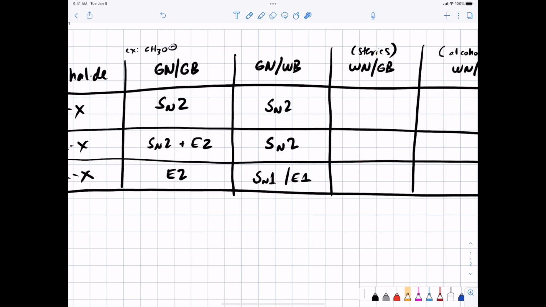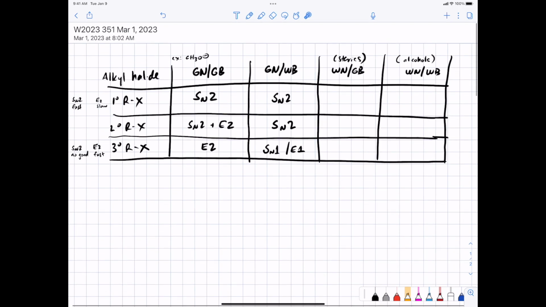Now, this category is easy because it's just a really strong base that can't do substitution reactions and doesn't want to wait for the leaving group to leave, and E2 is possible for all of these, right? We said E2 is slow for primary alkyl halides, but if you use a sterically bulky base, what other choices do you have? So it's E2 all the way down here.